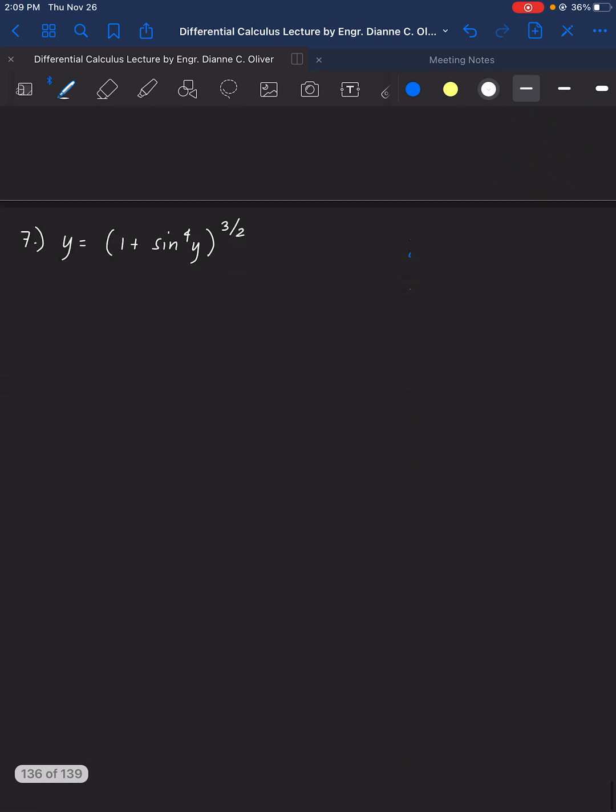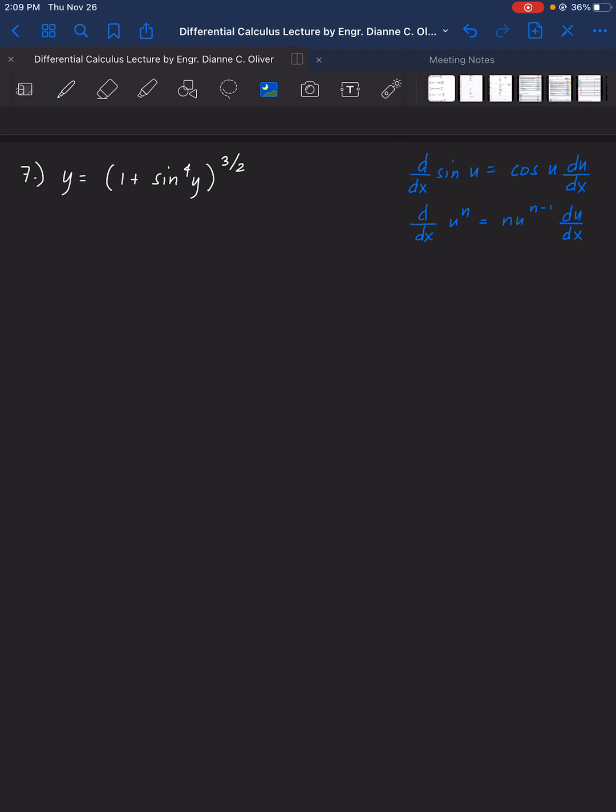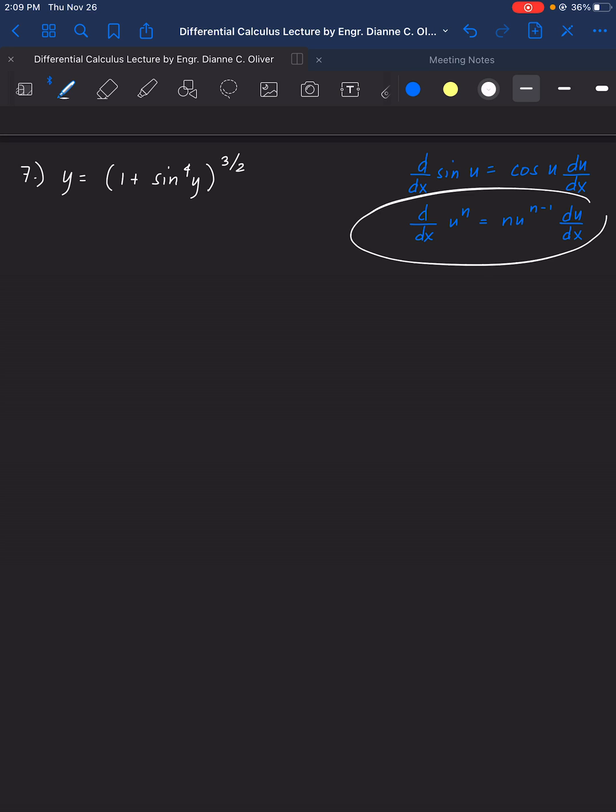Let's go for example number 7. For example number 7, we need to find the derivative of 1 plus sine y to the 4th power, all raised to the 3/2. So here we can see the pattern for the derivative of sine, which is cosine u times the derivative of u, and we're going to use the power formula since you're seeing here a power.